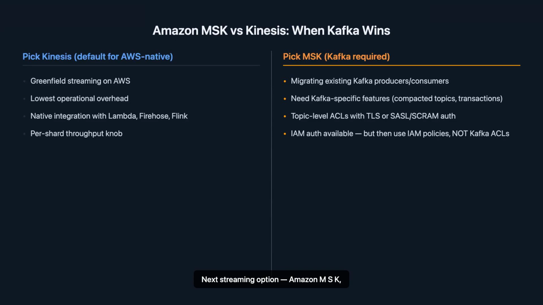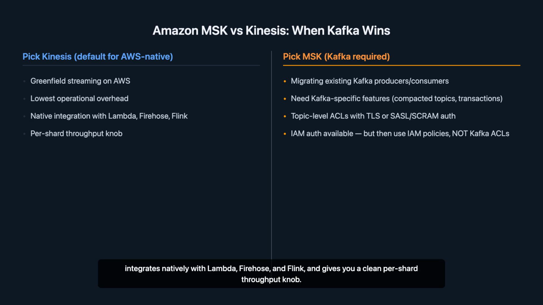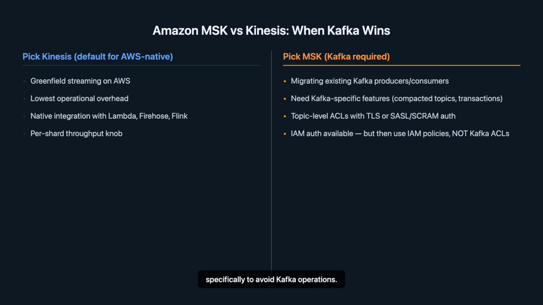Next streaming option, Amazon MSK, which stands for Managed Streaming for Apache Kafka. The question is when you'd pick this over Kinesis. Default to Kinesis. For greenfield streaming on Amazon Web Services, Kinesis wins on operational overhead, integrates natively with Lambda, Firehose, and Flink, and gives you a clean per shard throughput knob. A large enterprise evaluating Confluent Kafka versus Kinesis for their event bus might choose Kinesis specifically to avoid Kafka operations.